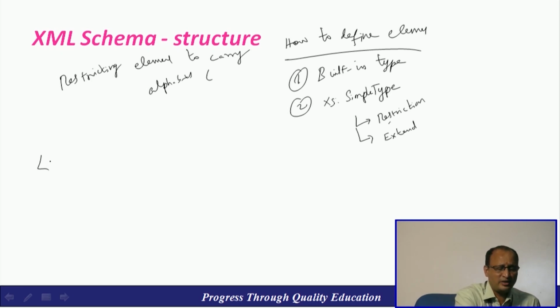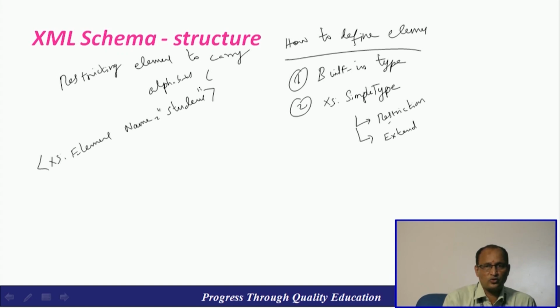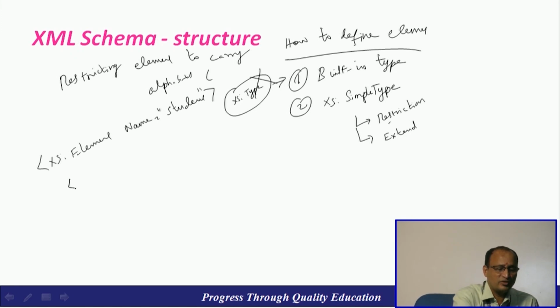XS colon simple type, after specifying XS colon element and the name, the name is student, double quotes closed, after which we have skipped writing XS colon type. It is not necessary because we have seen this already, which is coming under built-in type. We will not use this right now. Instead, we will be having XS colon simple type.